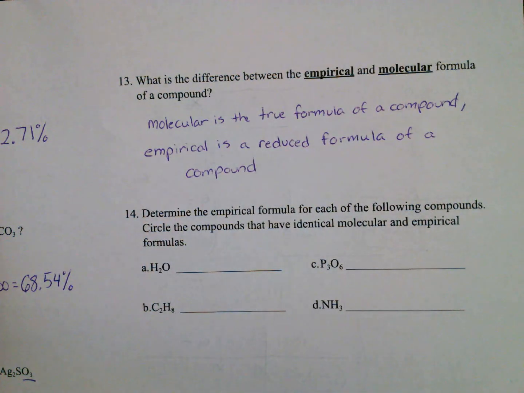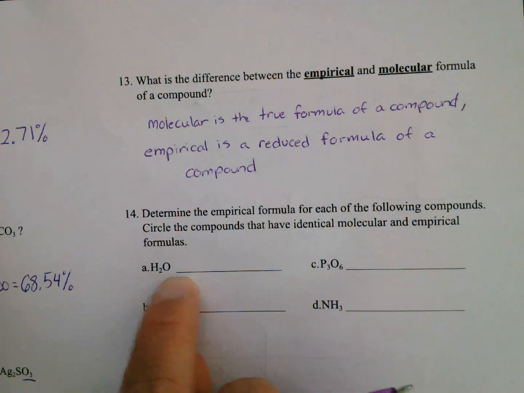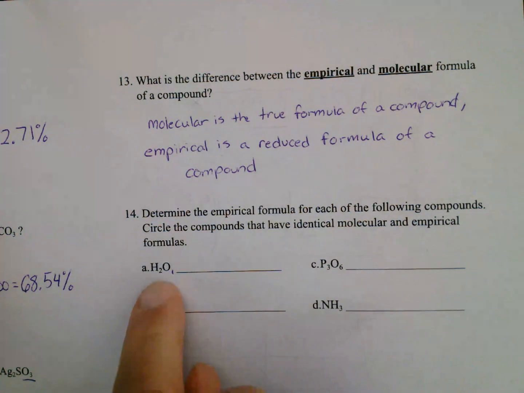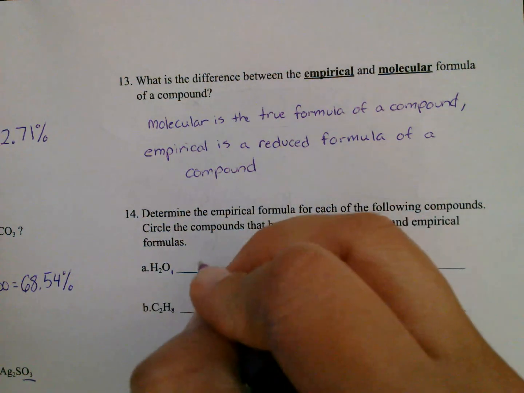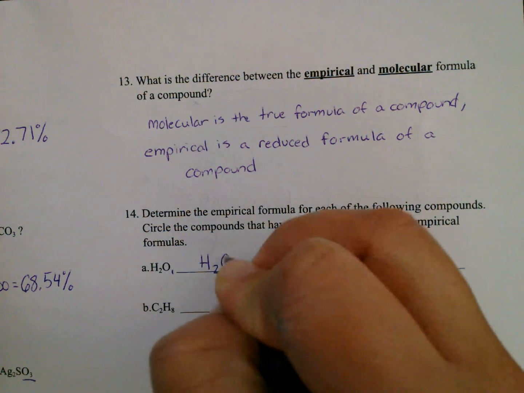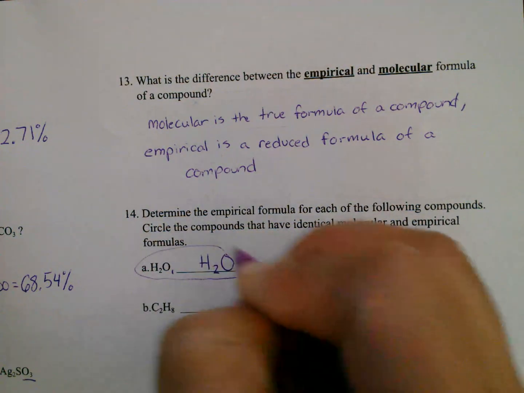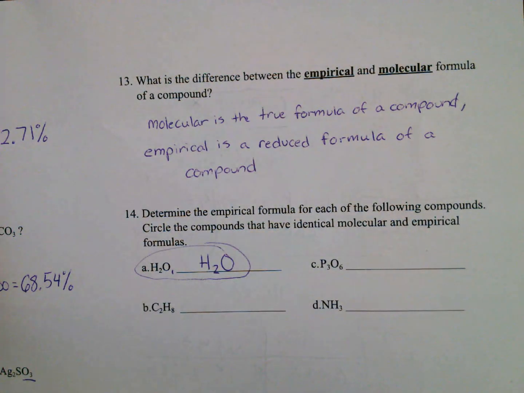Determine the empirical formula for each of the following compounds. Circle the compounds that have identical molecular and empirical formulas. So for H2O, H has a 2 subscript, but O doesn't have a subscript, so we can assume it's 1. These numbers cannot be simplified anymore, so it's going to have the same empirical formula as molecular. So I'm going to circle this one because they're the same.